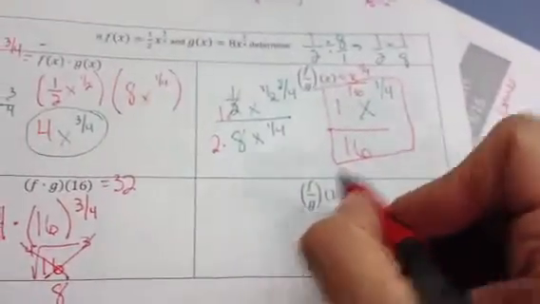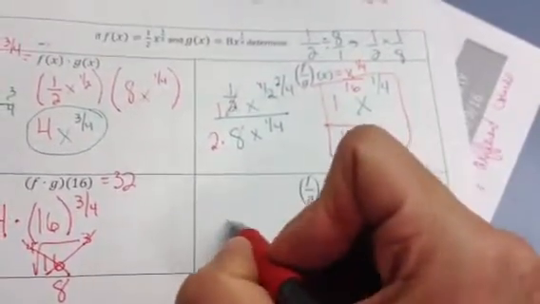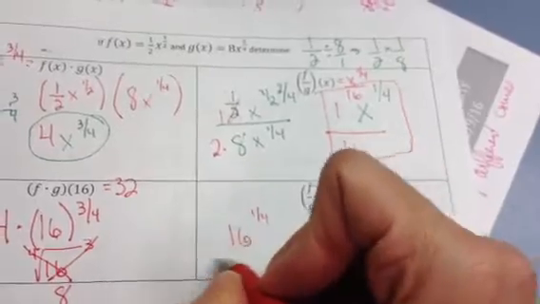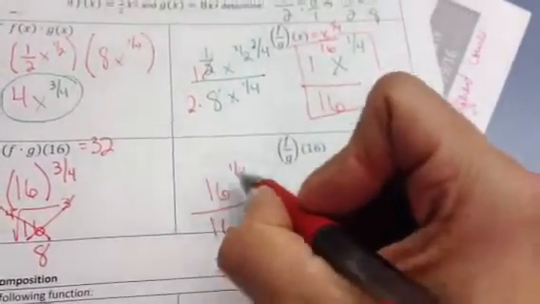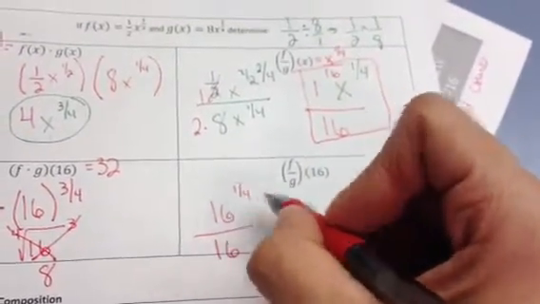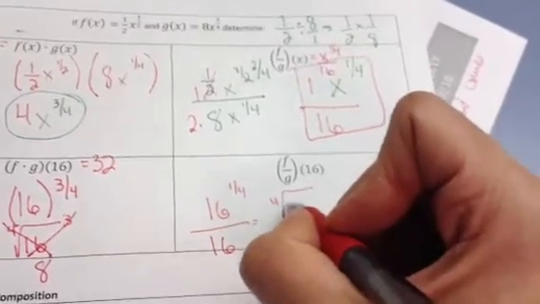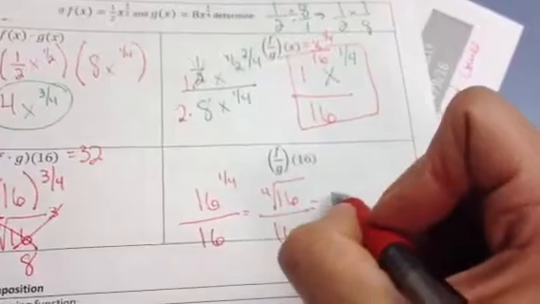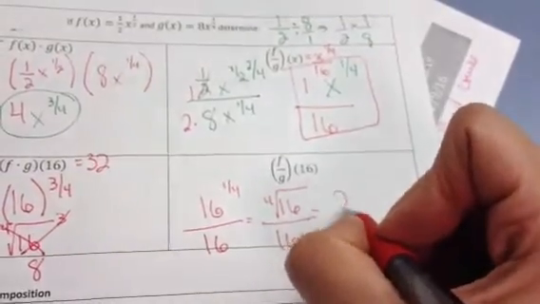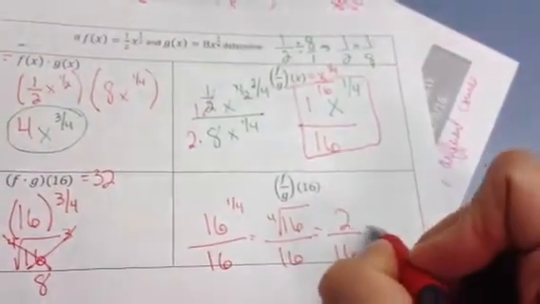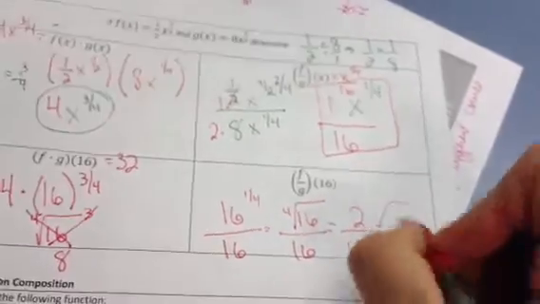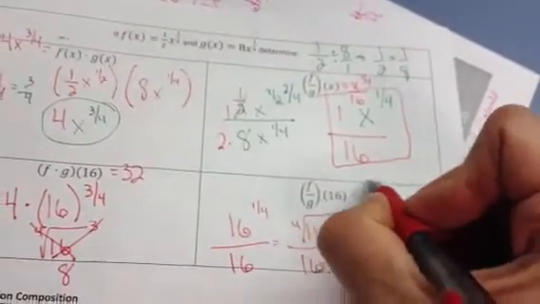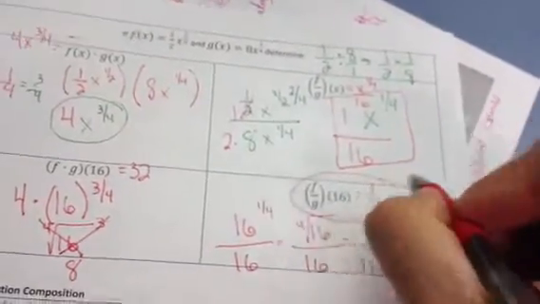And here, when I put 16 in, so again, the 4th root, or 1/4, is like the 4th root of 16. And the 4th root of 16 is just 2. And then 2/16 is 1/8. So there's that one. And again, I should put the answer up here like this.